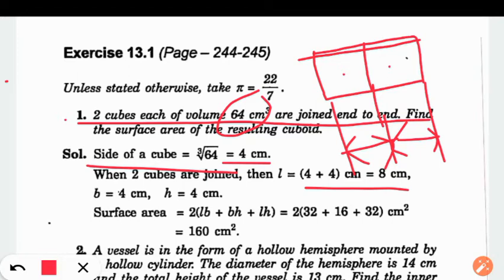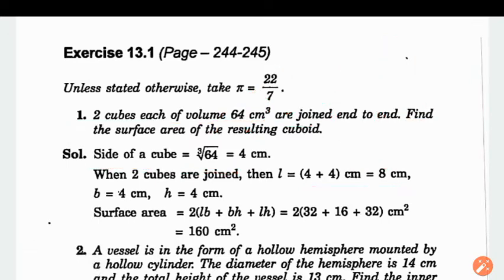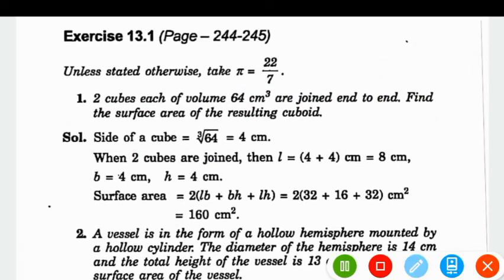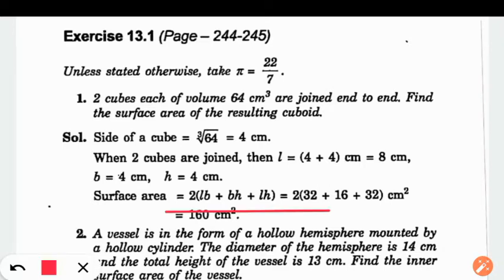And what will be the breadth? Here this one is the breadth, so breadth is the same. Breadth is 4. And what will be the height? Height is the same, 4 centimeter, right? So what are we required to find? We are required to find the surface area of the resulting cuboid. So to find the surface area of the cuboid, what is the formula?